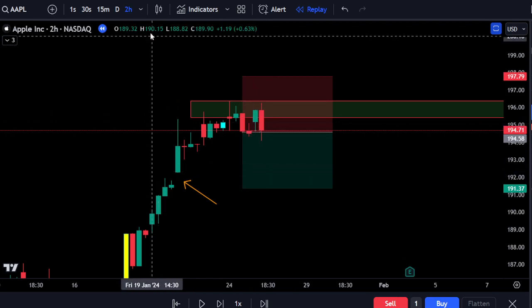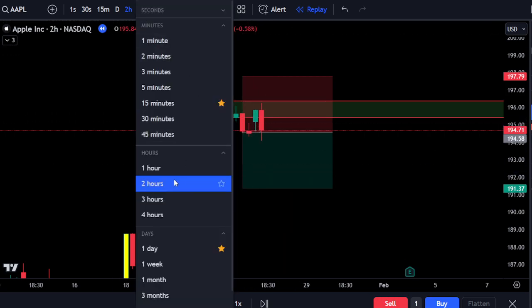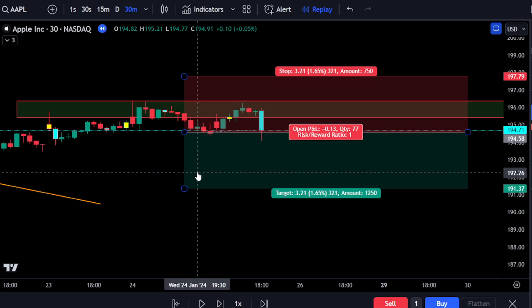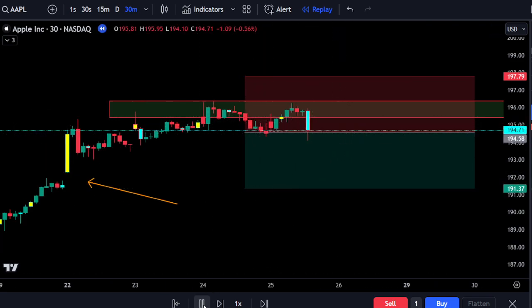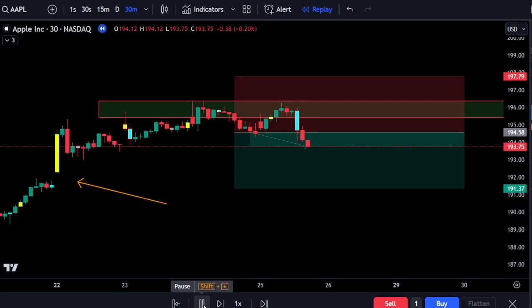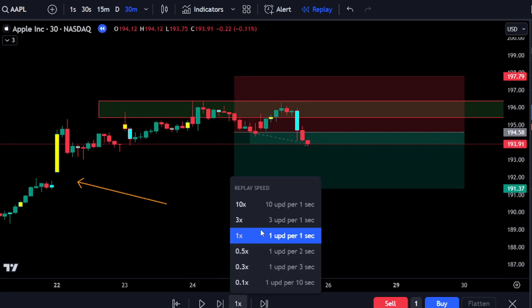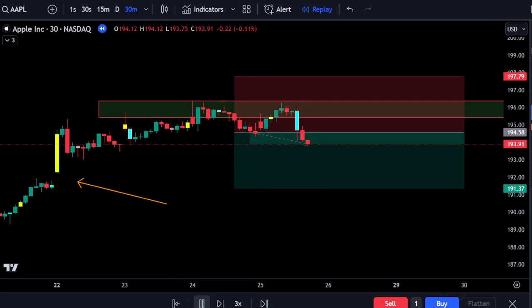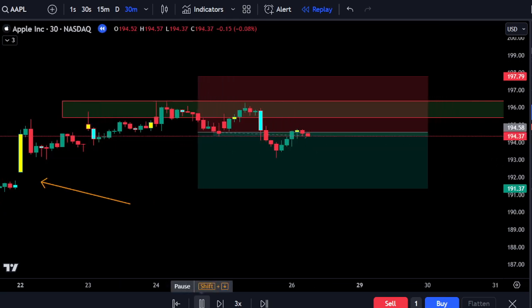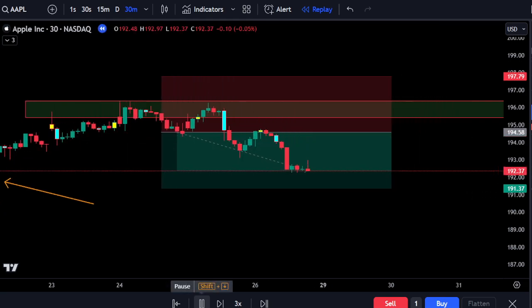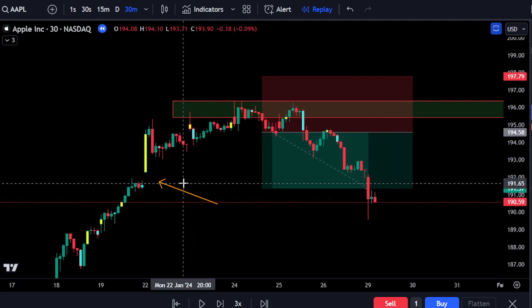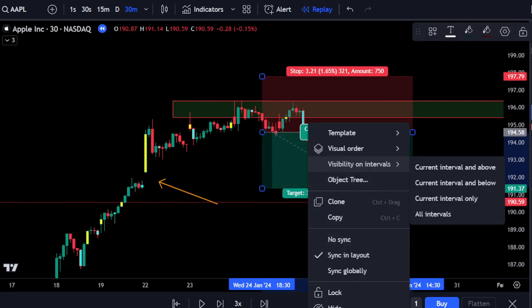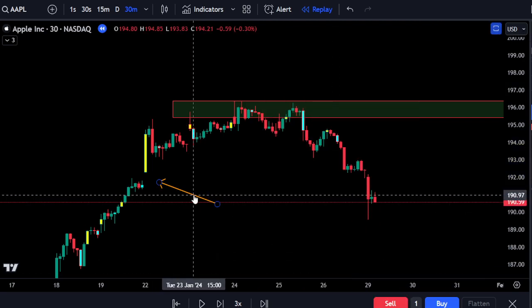So again, all we're doing is going down to a 30-minute time frame, and we're just looking for an entry. And here is our entry right here. Speed this up a little bit. And you're in profit. You're currently in profit, and boom, there you go. Gap is filled, right? And that's it. It's really that simple, okay?